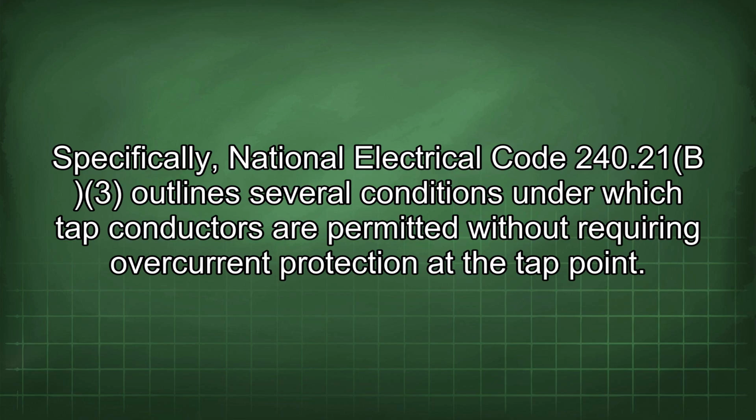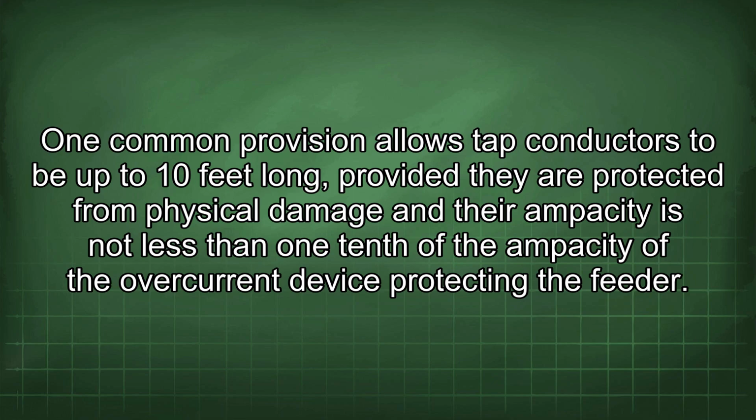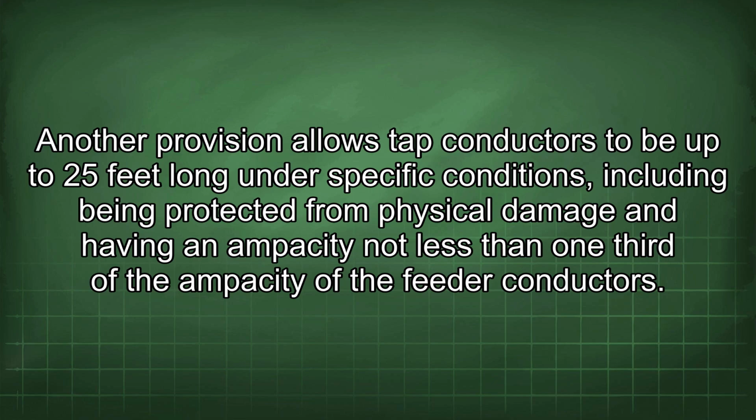Specifically, National Electrical Code 240.21(B)(3) outlines several conditions under which tap conductors are permitted without requiring overcurrent protection at the tap point. One common provision allows tap conductors to be up to 10 feet long, provided they are protected from physical damage and their ampacity is not less than 1/10 of the ampacity of the overcurrent device protecting the feeder. Another provision allows tap conductors to be up to 25 feet long under specific conditions, including being protected from physical damage and having an ampacity not less than 1/3 of the ampacity of the feeder conductors.